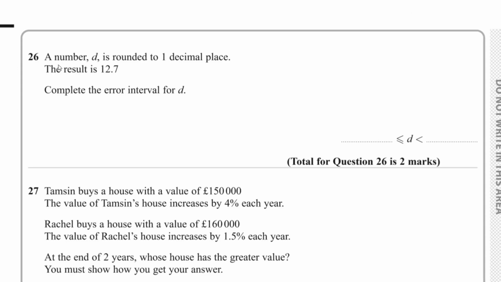Question number 26. A number D is rounded to one decimal place. The result is 12.7. We have to complete the error interval for D. The lower bound is 12.65. The upper bound is 12.75. So we have 12.65, which is less than or equal to D, which is less than 12.75.